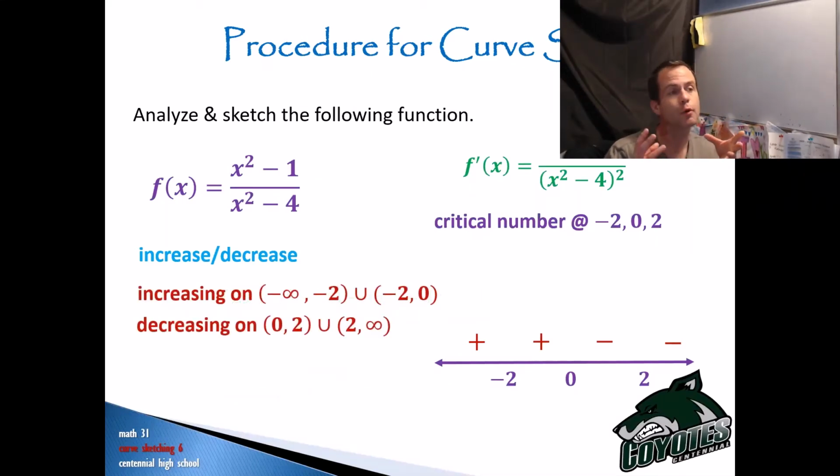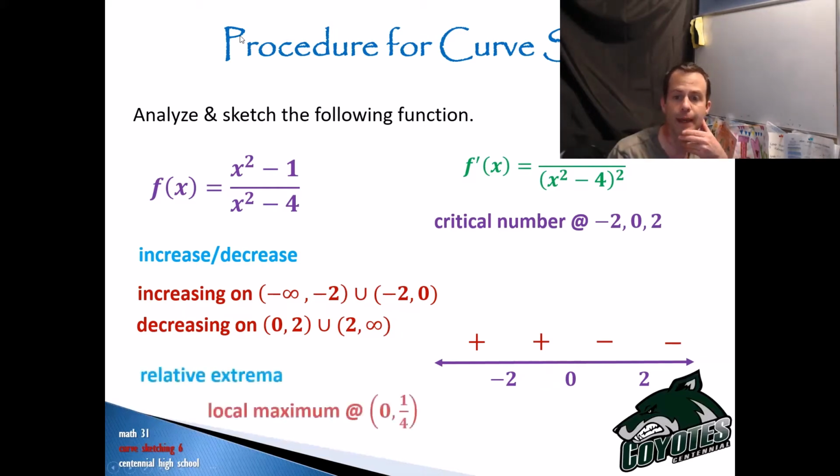And now I'm looking for my max or my min. To do my max and min, I'm looking for a change in increasing to decreasing or a change in decreasing to increasing. I have one right at 0 here. So that's going to be a local max at 0 comma something. Well, how do I get my something? I plug that back into the original equation and I get my y value. If I plug 0 back into the original equation, I get a y value of 1/4. So I know that I have a maximum at 0 comma 1/4. My local max happens to be at my y-intercept for this guy.